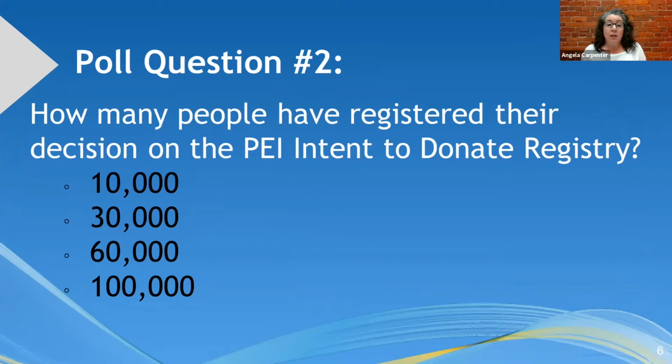So time for poll question number 2. We're going to start talking about the PEI Intent to Donate Registry next. And I just want to get an idea of how many people you think are on the Intent to Donate Registry. So just to give you a ballpark, the population of PEI is somewhere between 150 and 160,000. And there are about 125,000 people on PEI who are eligible to be on the registry. So do you think the number of people on the registry is 10,000, 30,000, 60,000, or 100,000?